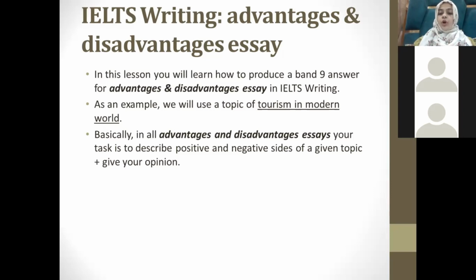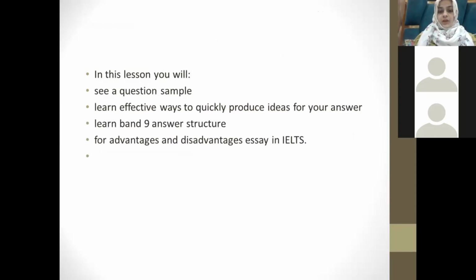I have taken an example of tourism in the modern world, and we are going to cover this topic in this part of our lecture, and you will learn how to write this type of essay. Basically, in this essay, your task is to describe the positivity of tourism or the negative side of tourism, and you need to give your opinion. A question will be given, and you need to learn effective ways to quickly produce ideas for your answers. You are going to learn the band 9 answer for advantage and disadvantage essays in your IELTS exam.